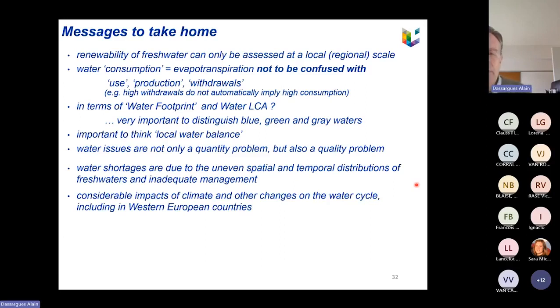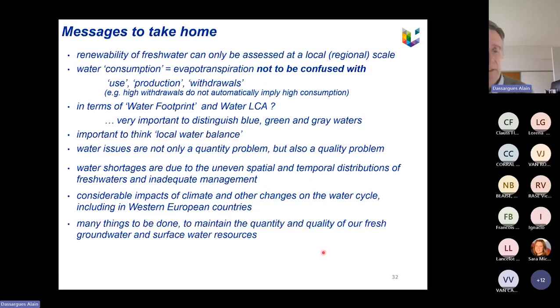Considerable impacts of climate and other changes on the water cycle are expected, including in Western European countries, but it is quite dependent on what kind of future climate we will have locally. And many things are still to be done to maintain the quantity and quality of our fresh groundwater and surface water resources. Indeed, I think that you are convinced about that.